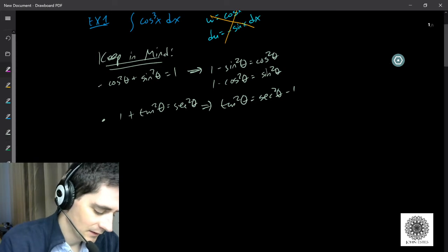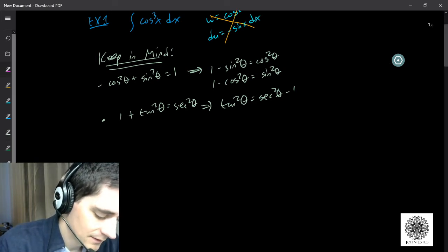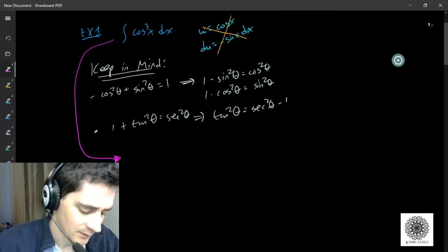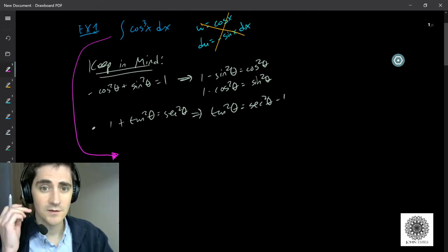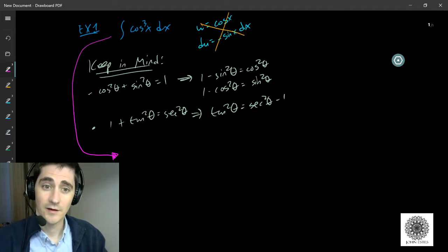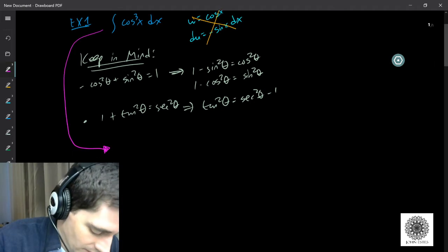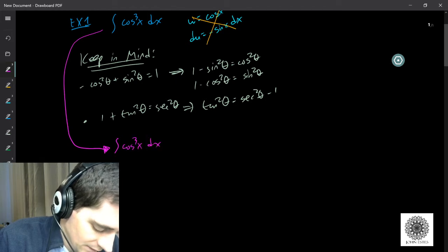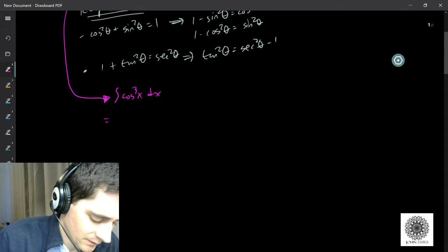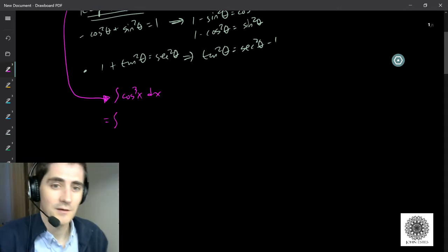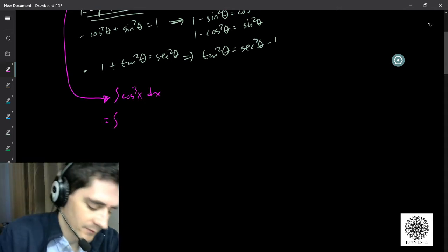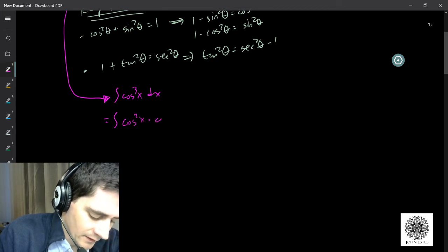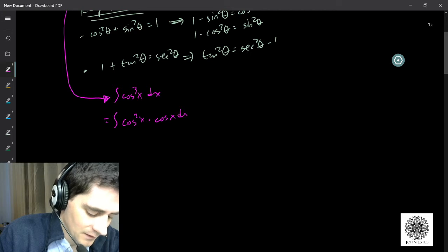All right, so anyway, how do we integrate cosine cubed? And I've kind of tipped my hat a little bit because I say, hey, I think we're going to have to use some identities here. All right, so we're integrating cosine cubed dx, and here's the trick. Let's take one cosine out of this. So I'm going to factor this a little bit to get cosine squared times cosine x dx.